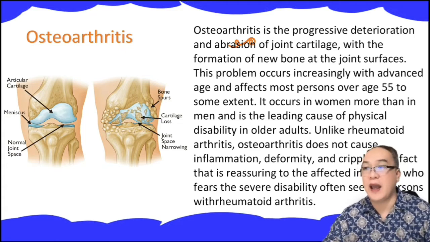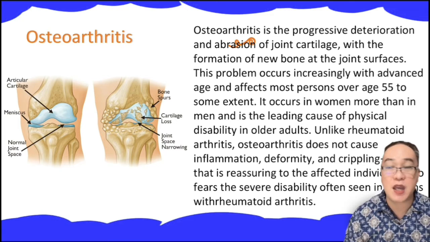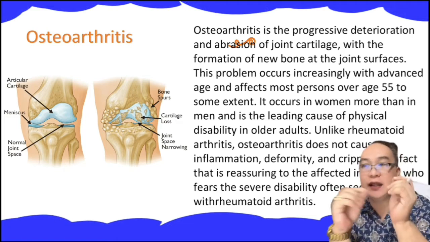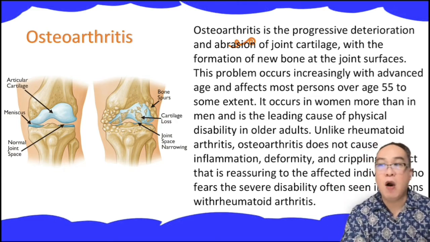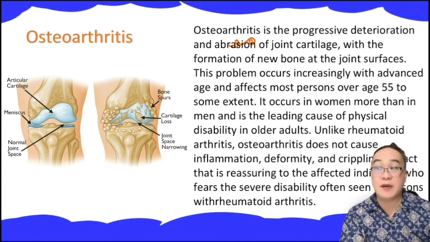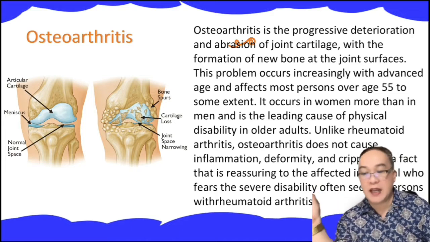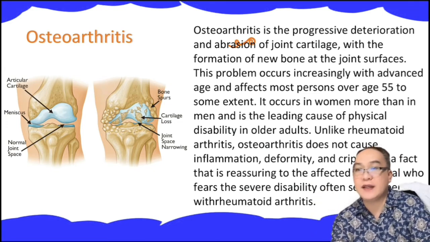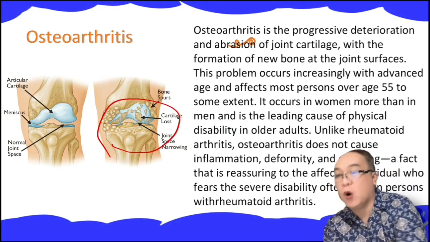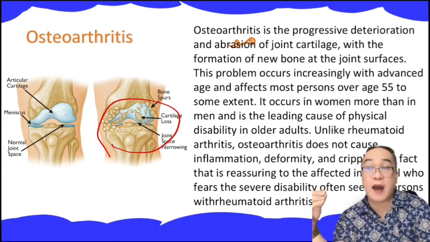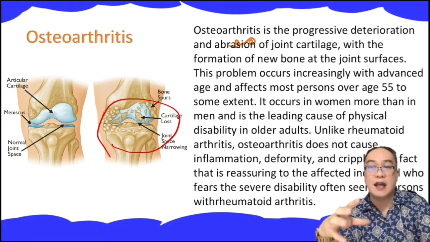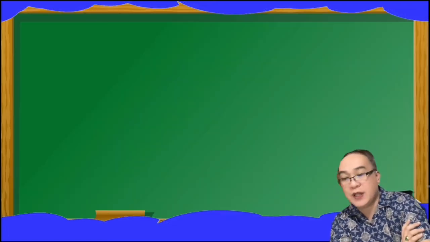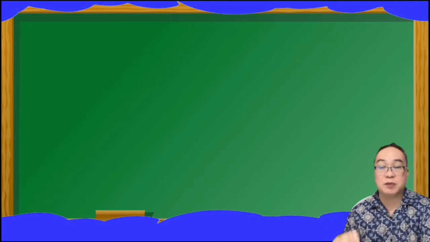Unlike rheumatoid arthritis, osteoarthritis does not cause inflammation, deformity, and crippling, a fact that is reassuring to the affected individual who fears the severe disability often seen in persons with rheumatoid arthritis. For many years, it was believed that the wear and tear of the joints as an individual ages was responsible for the development of osteoarthritis. But greater insights into the pathophysiology of the condition have afforded a new understanding: that it is brought about by disequilibrium.